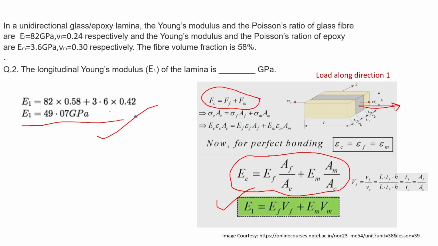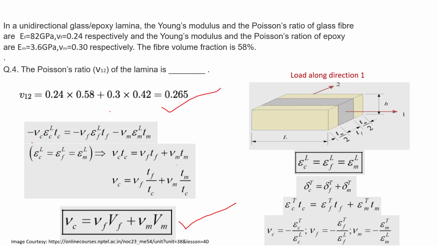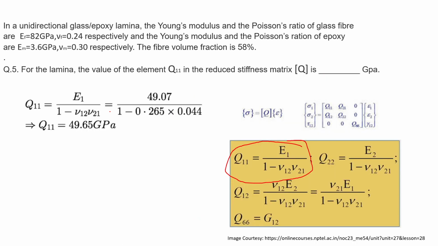So by using the data of the previous three questions, E1, E2 and mu12, we can get the value of mu21, and putting that value here, we can get the value of Q11. So that will come out to be 49.65 gigapascal.